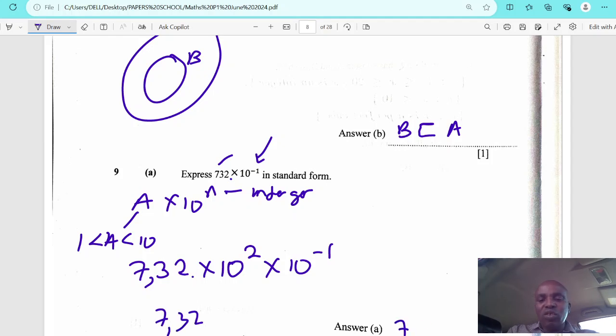7.3 times 10 to the power 2 times 10 to the power minus 1. Apply laws of indices. Maintain the base and add the powers when multiplying indices of the same base. So you say 2 plus minus 1 is 1. Like this. Please, the power must be there. They say leave your answer in standard form.